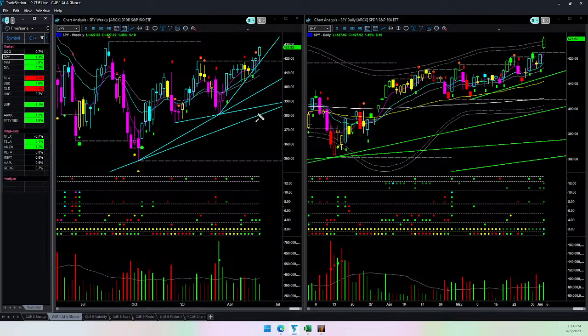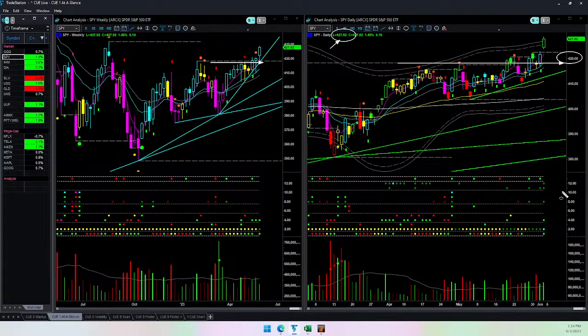SPY, this broke out of the weekly watermark resistance and daily was already in an uptrend. It broke out of this watermark resistance also. Cleared the 420 price range, closed at almost 428. Weekly, daily, both are very bullish. There is no question of that.